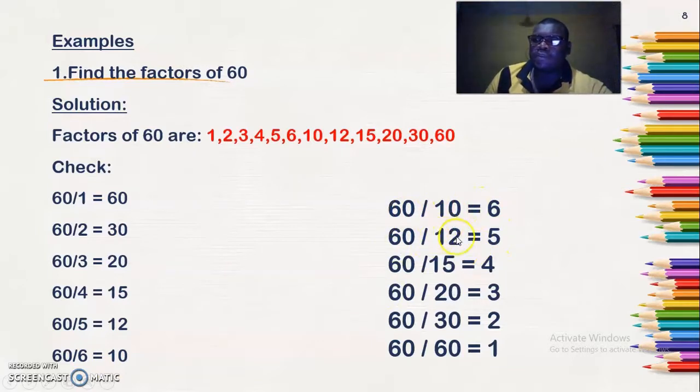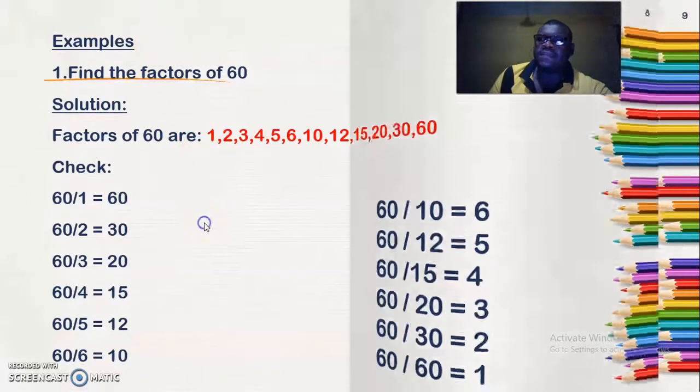60 mangoes to 12 people gives them 5 mangoes each. 60 mangoes to 15 people gives them 4 mangoes each. 60 mangoes to 20 people gives them 3 mangoes each. 60 mangoes to 30 people gives them 2 mangoes each. 60 mangoes to 60 people, all of them will have 1 mango each. So that's the interpretation and the simple summary and explanation of it.